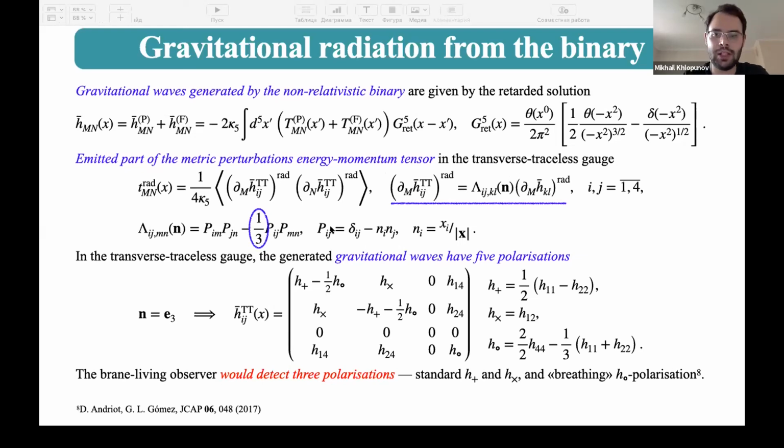So in the transverse traceless gauge, the generated gravitational waves will have 5 independent polarizations. For example, if we consider a gravitational wave propagating in the Z direction on the brane, then its field will have the following simple form. Here we can see 5 independent polarizations defined as follows, but we note that the brane-living observer would detect only 3 of these polarizations: the 2 standard plus and cross polarizations, and the previously predicted breathing polarization.